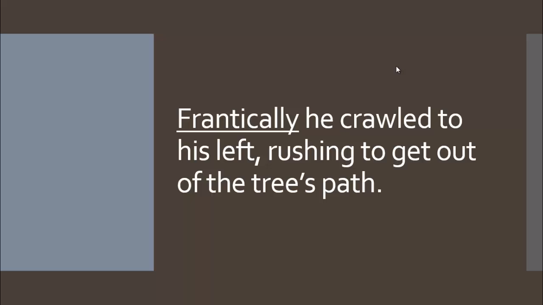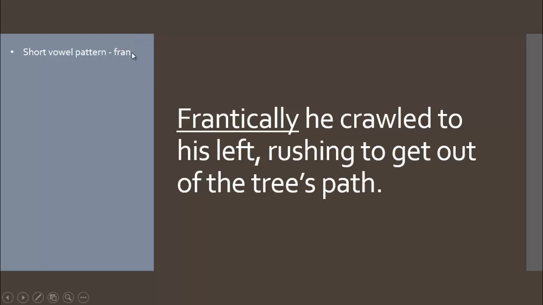So we have a word here underlined in a sentence. So we have the underlined word, he crawled to his left, rushing to get out of the tree's path. And we need to figure out how we're going to say that word if we're reading it out loud. So the first thing we can say is, well, I see a short vowel pattern in the first syllable, Fran. Notice we have the A followed by the consonant N, so I know that's going to be pronounced with a short vowel sound.